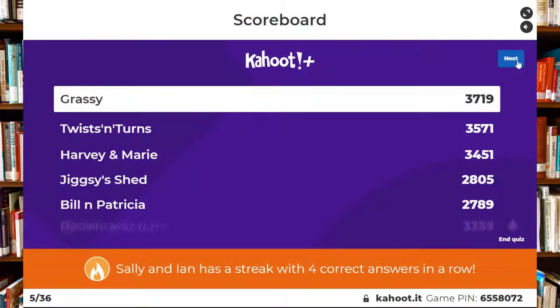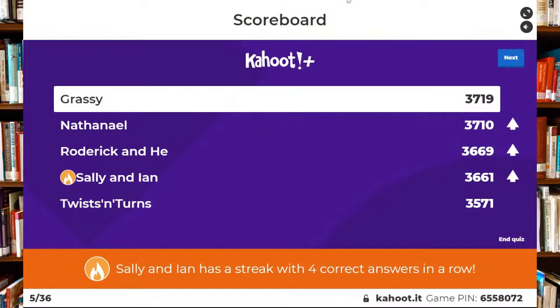Wow. Grassy, you're really going for it there. Nathaniel in second place. Well done. Knows his Robin. Roderick and he, or her, I don't know. Sally and Ian, well done. Four in a row on an answer streak. Creeping up there. And Twists and Turns slips back into fifth there, but still doing really well. So that's fantastic. Well done. And generally, there's really not much between the top five there. I don't know how the lower echelons are doing, but there's everything to play for. So well done.